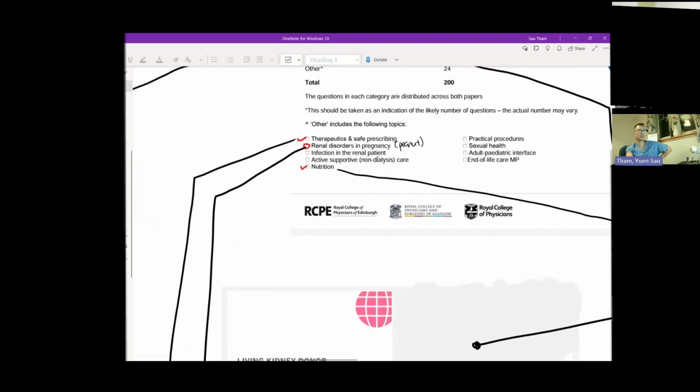Infection in renal patients. This is the most random thing. I'll probably cover it. I'll talk about a question about this later on.